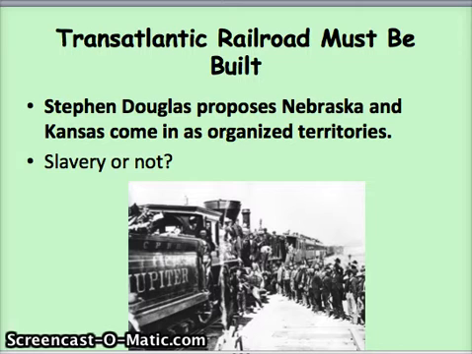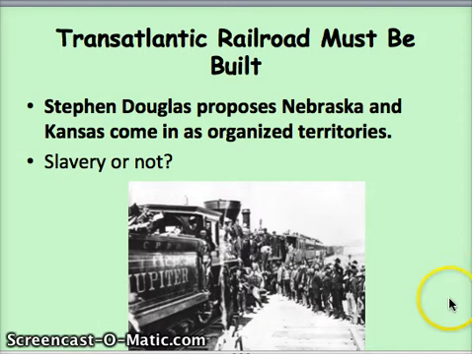Last class we went over Stephen Douglas's proposal to create a transcontinental railroad. That railroad would run basically east-west and it would connect the United States. Great idea, however, it requires the organization of new territories, new territories that become Kansas and Nebraska. Question, as always, is whether or not they're going to have slaves or not.